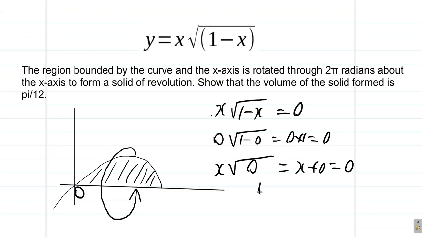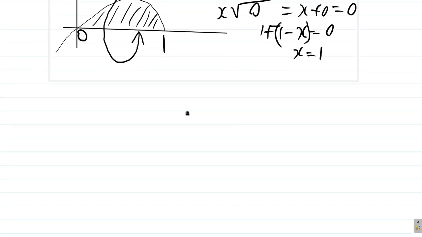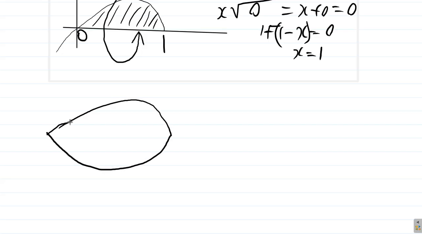But if 1 minus x equals 0, then what would x be? x would be equal to 1. Because if 1 minus x is 0, this part would be 0, as we saw a while ago. So it goes out to 1. Now, the shape that you would get would look somewhat like this.